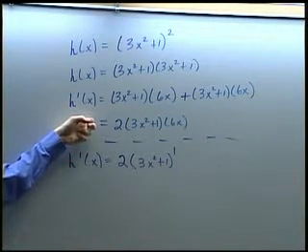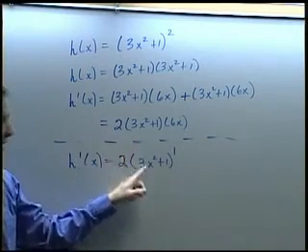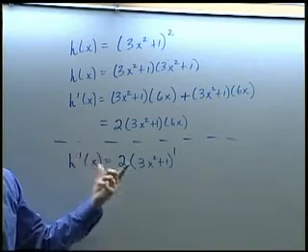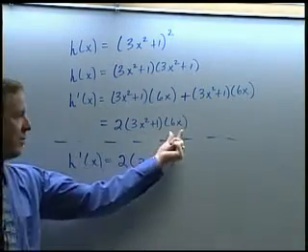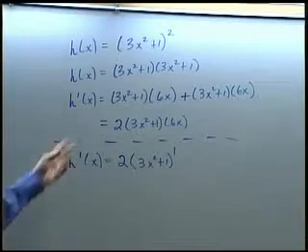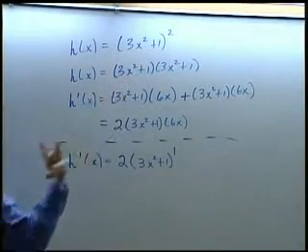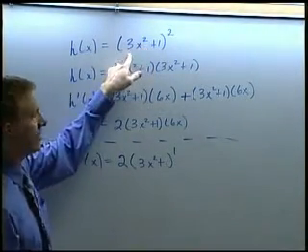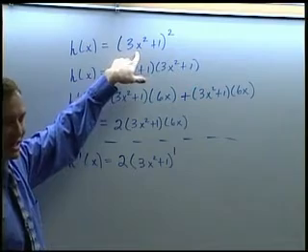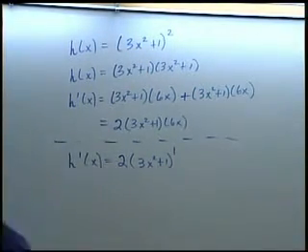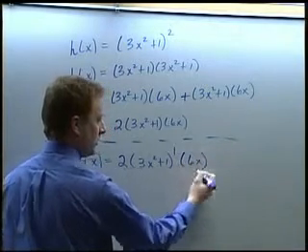How close is this answer to what it really should be? Very close, isn't it? The 2 matches up perfectly, the 3x squared plus 1 matches up perfectly. What's the only component that I'm missing? Well, I'm missing the 6x. And my question is, as you look at this original function, where could we get a 6x? From the derivative of the inside, right? If we pulled that 2 down here and took the derivative, isn't that a 6x?